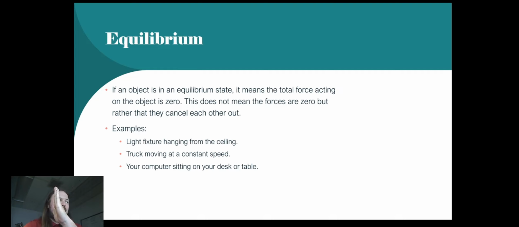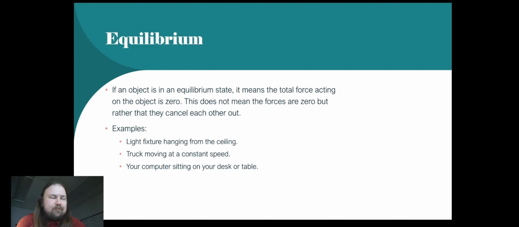So if this hand pushes with 5 newtons and this hand pushes with 5 newtons the other way, we don't see any movement because these two forces cancel each other. But that's not that they're zero. This is pushing with 5 newtons, and this one is pushing with 5 newtons.